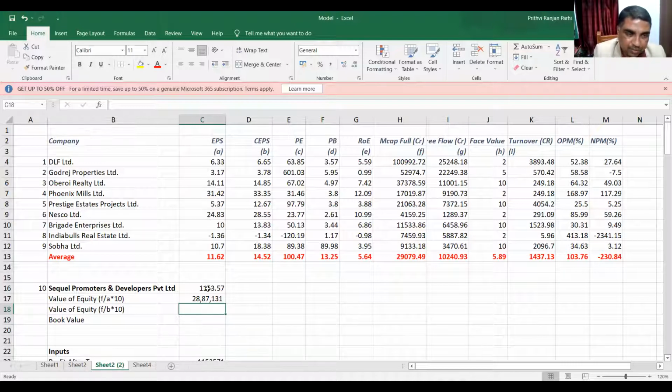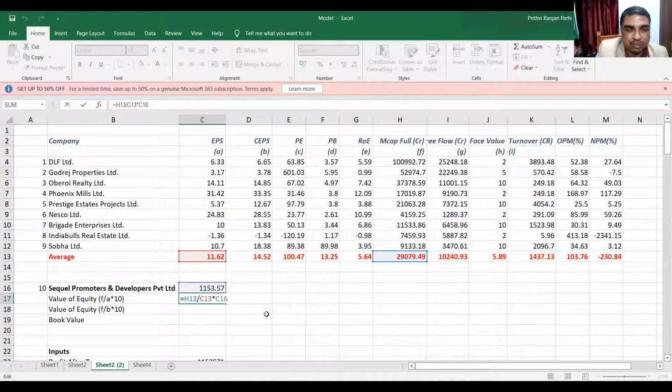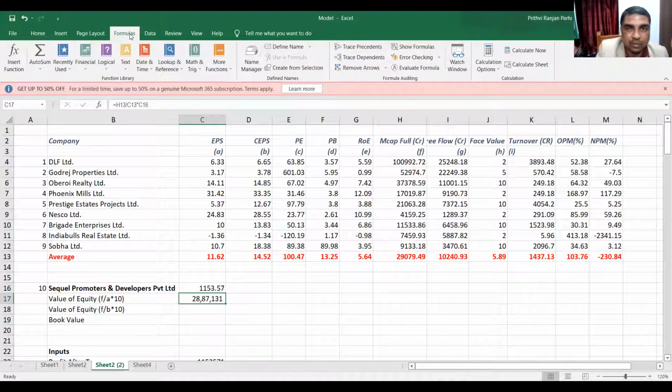Can you show the formula once? The formula is full market capitalization divided by EPS, into this particular company's EPS. You can see the formula.